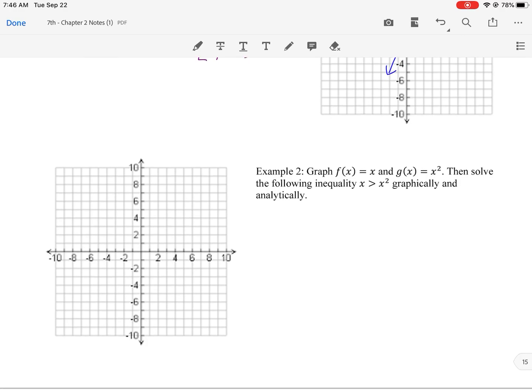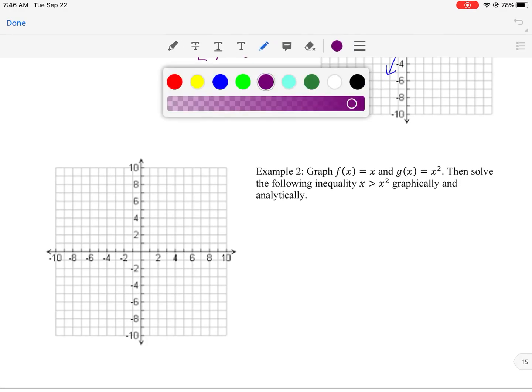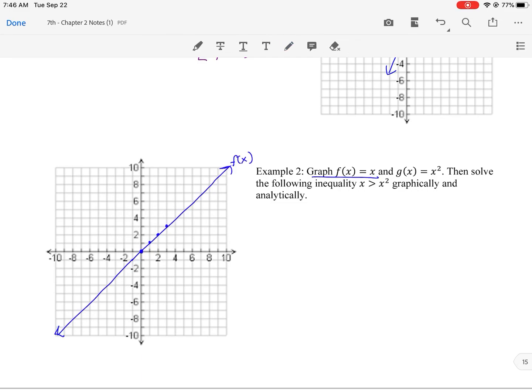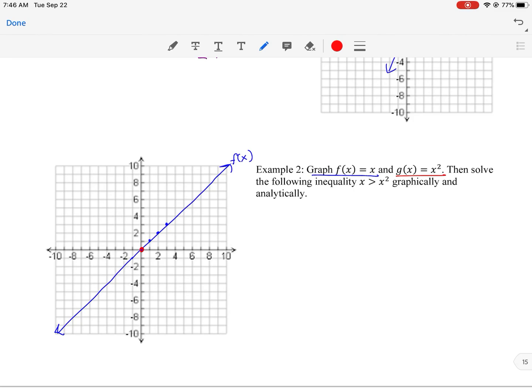Okay. Example 2, graph f of x equals x. So that's going to have a y-intercept of 0 and just have a positive slope of 1. So we've got something that looks like this. Okay, here's our f of x. Okay, our g of x then is x squared. So that starts at 0, 0 as well. It does go through 1, 1, 2, 4, right? Those are maybe just some points, 3, 9.